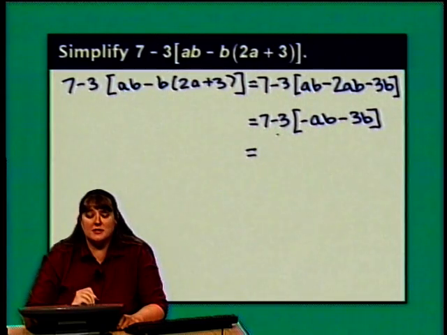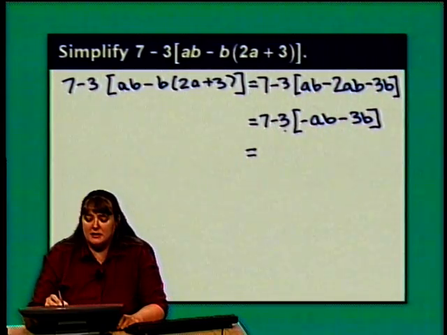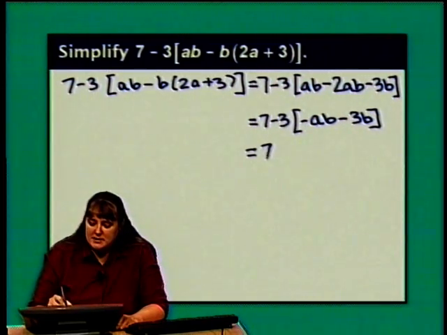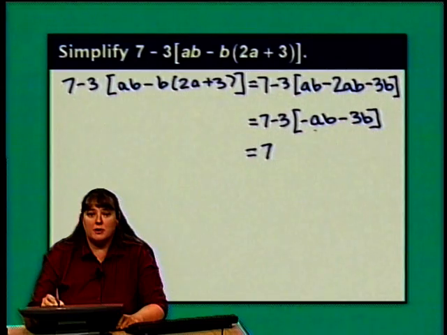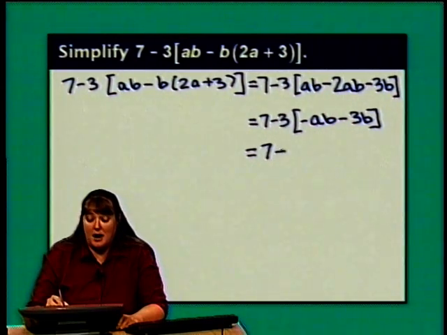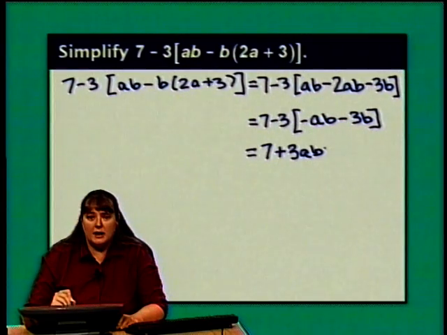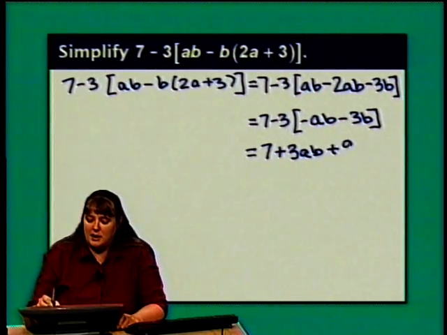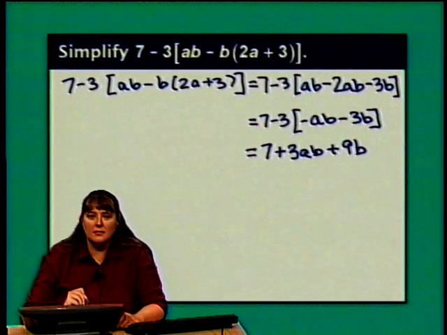I still can't do the subtraction. Instead, I need to distribute the negative 3 through parentheses, thinking of this as 7 plus negative 3. So I have 7 plus negative 3 times negative ab is positive 3ab, and negative 3 times negative 3b is positive 9b. Now looking at my expression, I don't have any like terms.